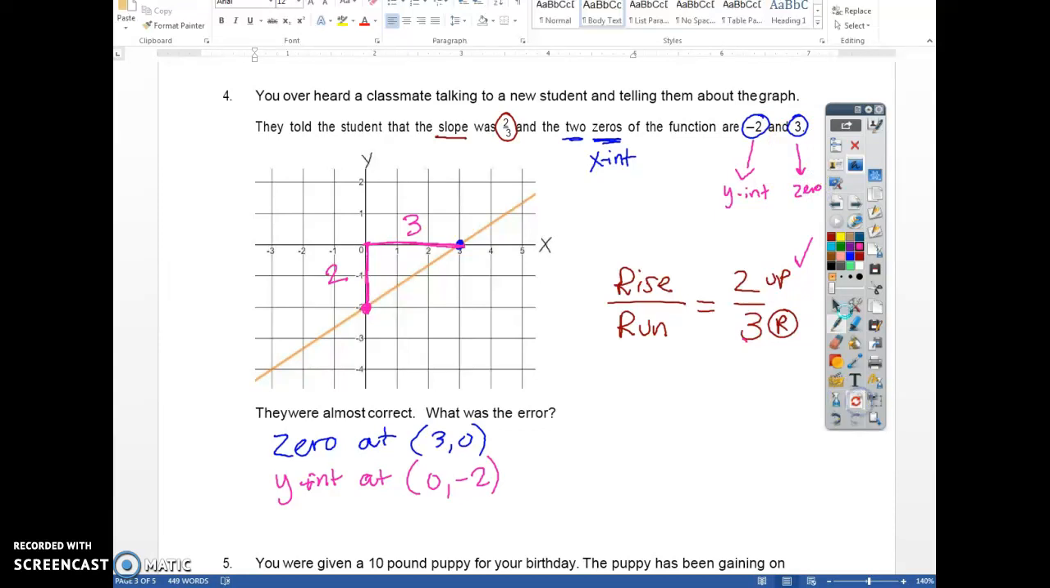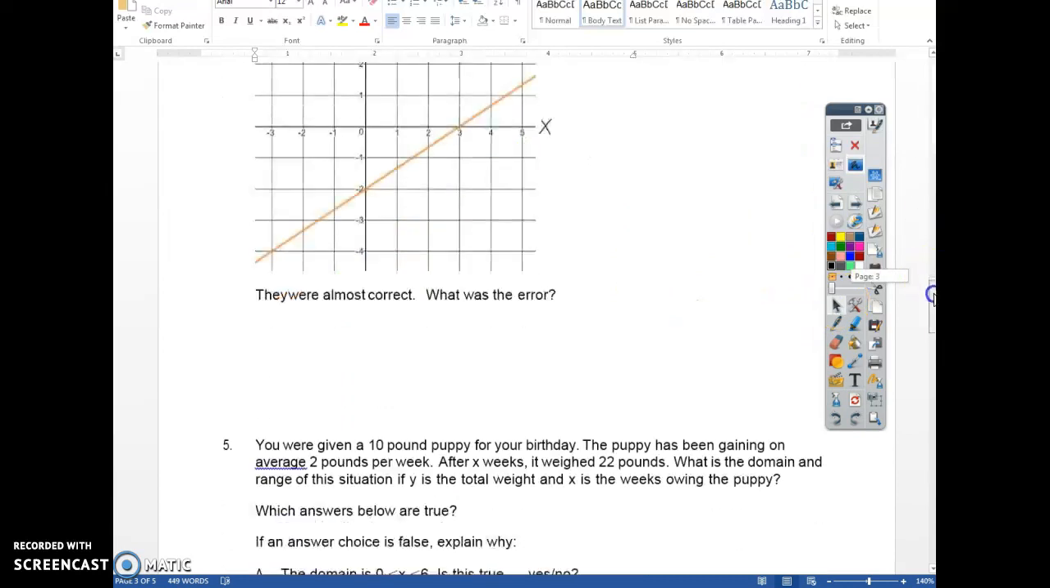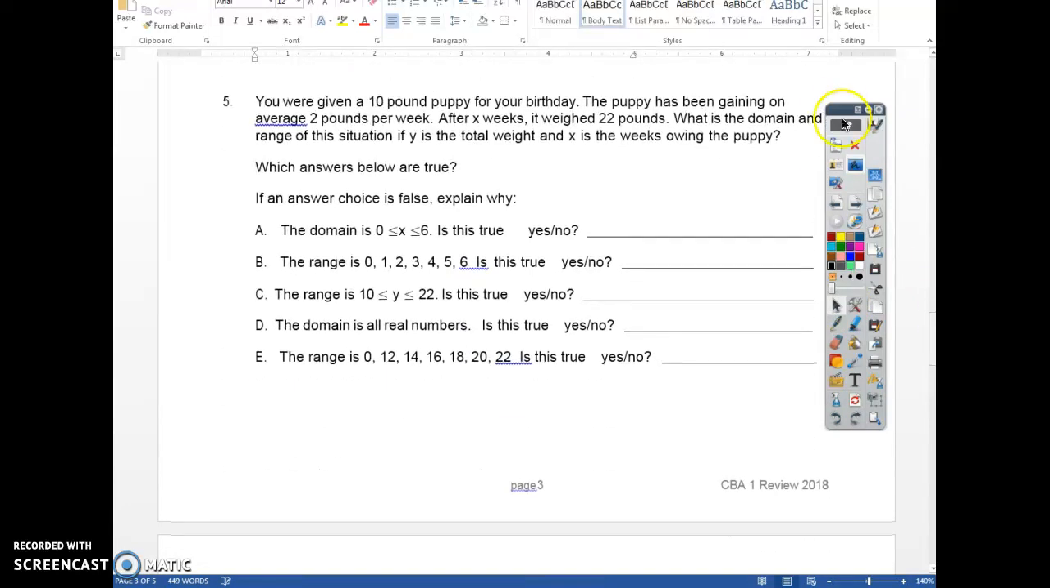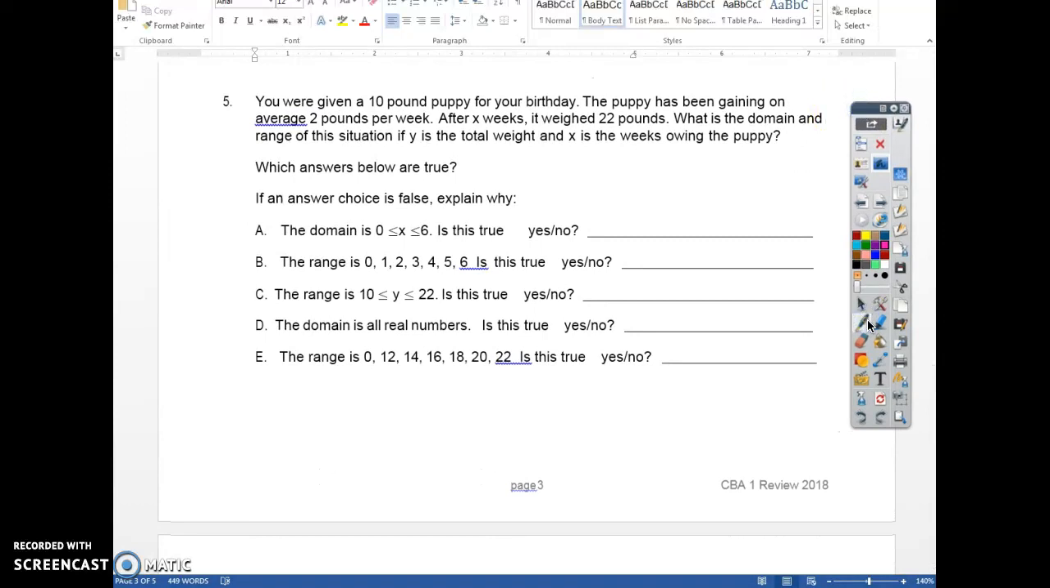Problem number 5. Okay. You were given a 10-pound puppy for your birthday. The puppy has been gaining on average 2 pounds per week. After X weeks, he is weighing 22 pounds. What is the domain and the range of this situation if Y is the total weight and X is the weeks the puppy is growing?